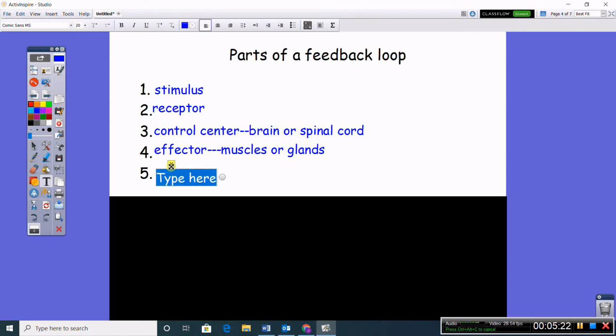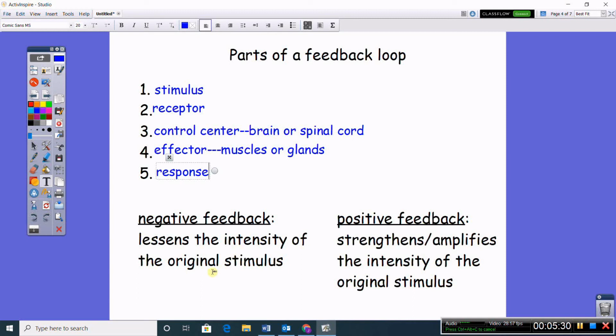And then finally, you've got your response, and that can lead to your negative or positive feedback. So let's look at the difference between negative feedback and positive feedback. Negative feedback means that it's going to lessen the intensity of the original stimulus, or sometimes we say that you are trying to negate the original stimulus. You're trying to lessen it.